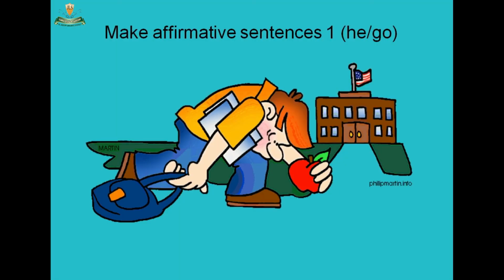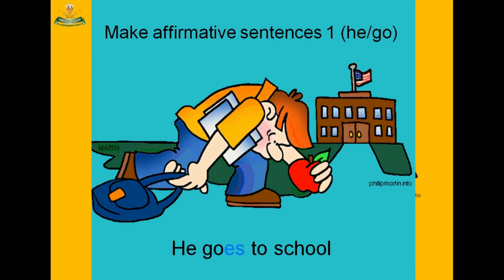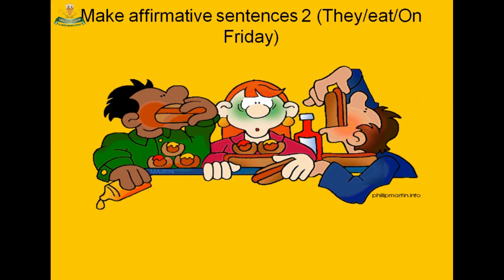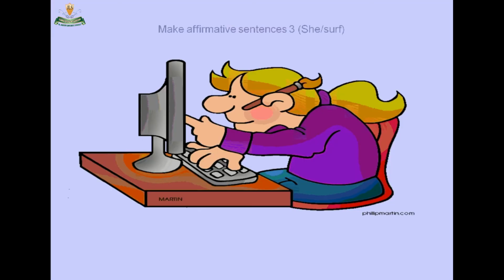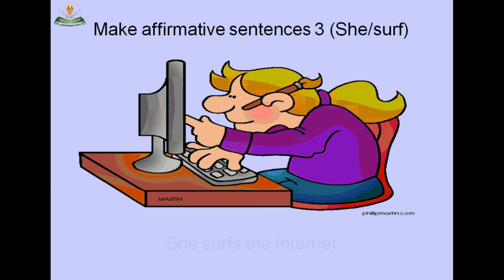So now I need to make affirmative for this sentence. He go. It will be he goes to school. Of course, he goes to school every day. I think it's obvious that it's a habit or a routine. Here, they eat on Friday. We said that with they, the verb is infinitive. So they eat a lot on Friday. She surfs. I think it's a habit here. So she surfs the internet. With she, verb plus s. She surfs.